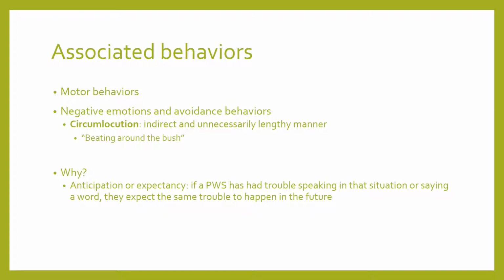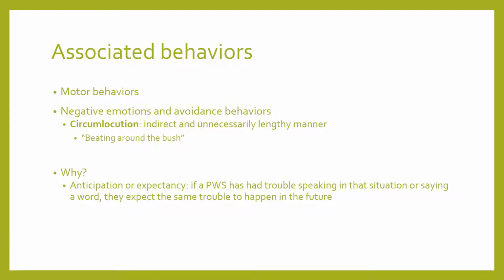They can also do circumlocution. So circumlocution is where they will indirectly speak of their chosen word in an unnecessarily lengthy manner. So instead of saying banana, they're going to say that yellow fruit that you buy in the fruit section of the grocery store, right? Because they know that they're going to have trouble with saying the word banana. So it's kind of beating around the bush of, I don't want to say the word I have trouble with, so let me find a way to describe it so I can get that point across.